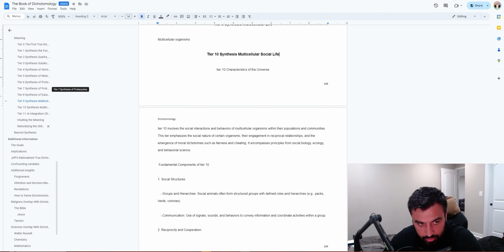So yeah, and you can read the rest of it, but that's more or less what I wanted to go over in this. So this is tier 2 through 10 of the syntheses.